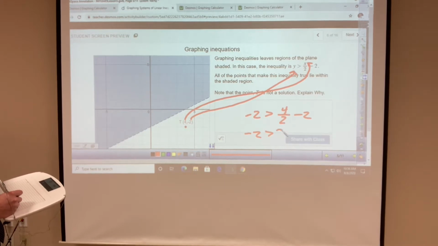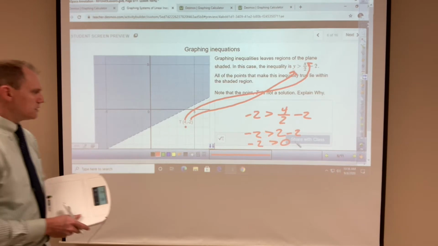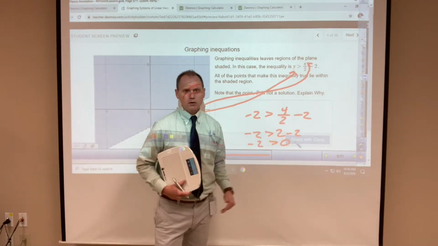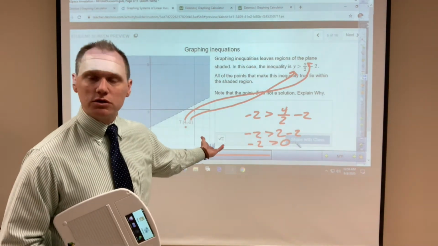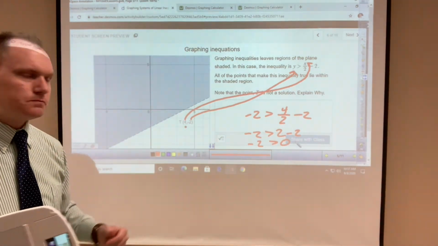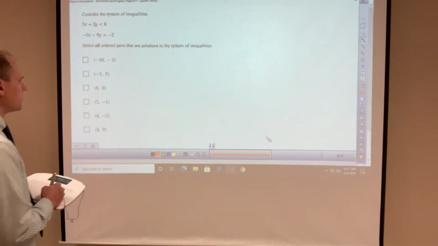4 divided by 2 is 2, minus 2. So negative 2 is greater than, 2 minus 2 is 0. Is negative 2 greater than 0? No, right? Which makes sense because we knew it wasn't a solution in the first place because it wasn't part of the shaded region. All right, so just wanted to point that out there.